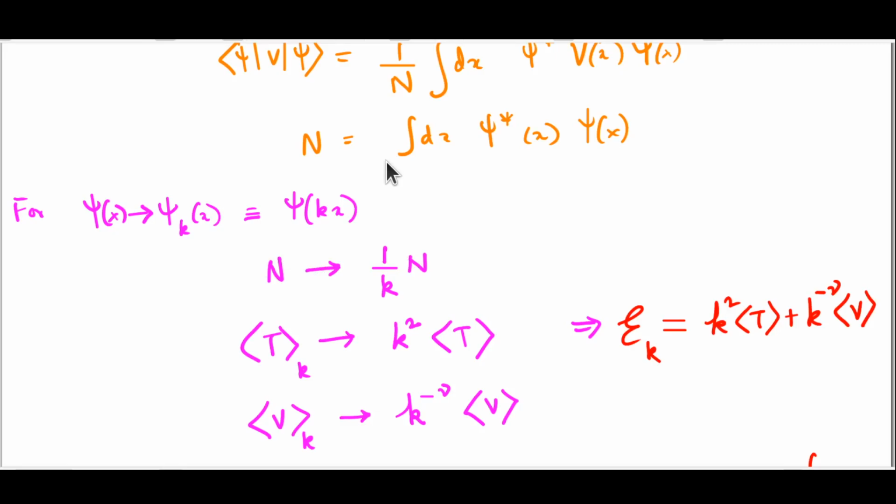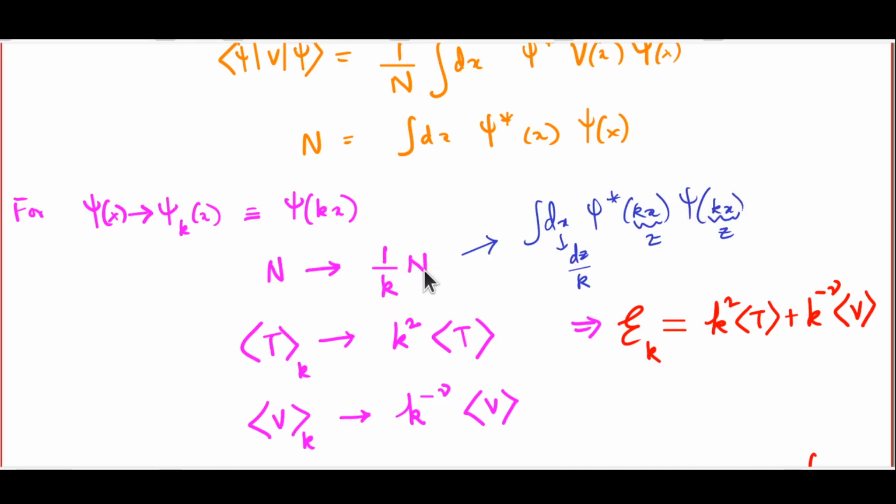And what will happen if I did that is very easy to figure out. The normalization factor, for example, will simply pick up a 1 over k. Why? Let me just show you this one. Normalization factor, this integral will become the integral of dx psi star k of x psi k of x. And if we substitute kx equals z, then this term will have to become dz by k. So if you take the 1 by k out, the rest of the integral is of course n. So you get a 1 by k times n.